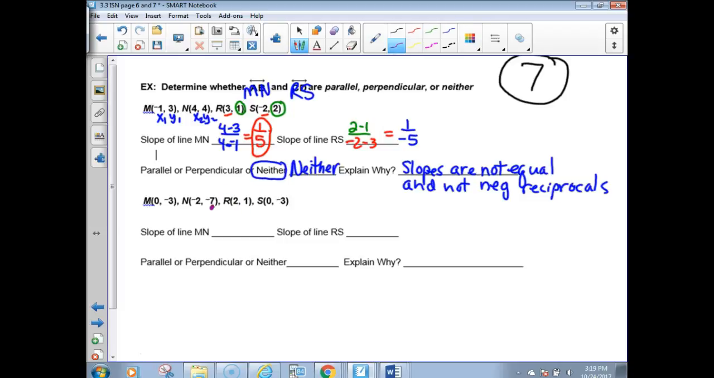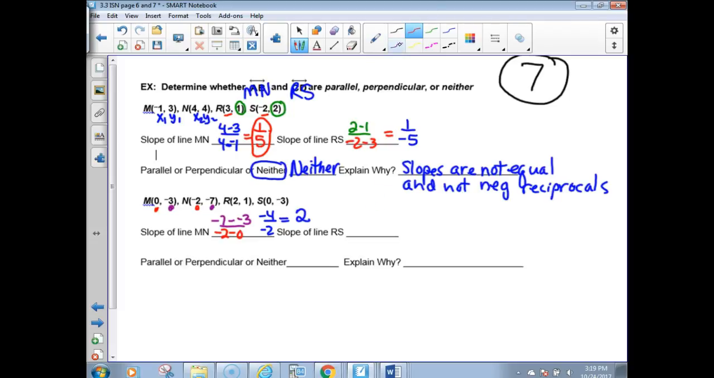Okay, so next, find the slope of MN, -7 minus -3. Subtract the x's, -2 minus 0. -7 minus -3 is -7 plus 3, which is -4. -2 minus 0 is -2. -4 divided by -2 is +2. You've got to finish it and simplify it.